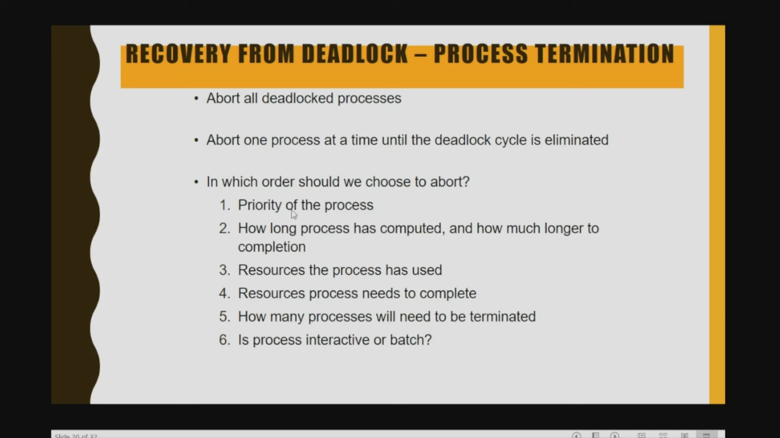It is based on the priority of the process. These are the characteristics or criteria that we can use: the priority of the process, how long the process has computed and how much longer to complete, number 3, resources the process has used, number 4, resources the process needs to complete, number 5, how many processes will need to be terminated, and number 6, is the process interactive or batch. So this is how we can choose which process should be terminated.